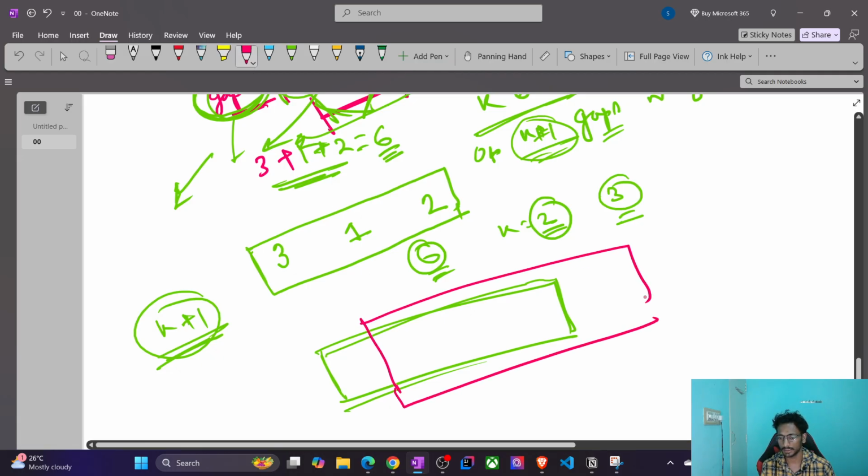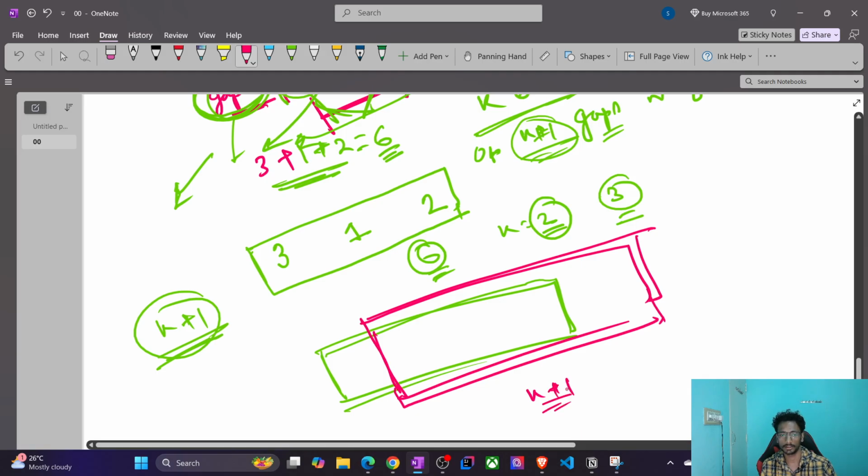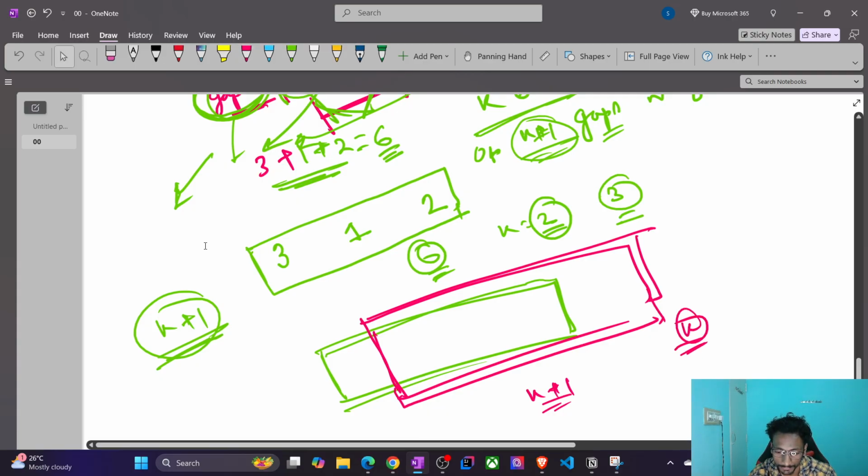Then I'll check whether this k size window is giving me the maximum gaps or not, right? Got it? Here the window length will be k plus 1 because I am just calculating with the gaps. If I play with the events, then it will be k only, right? This is clear. Now go to the code.